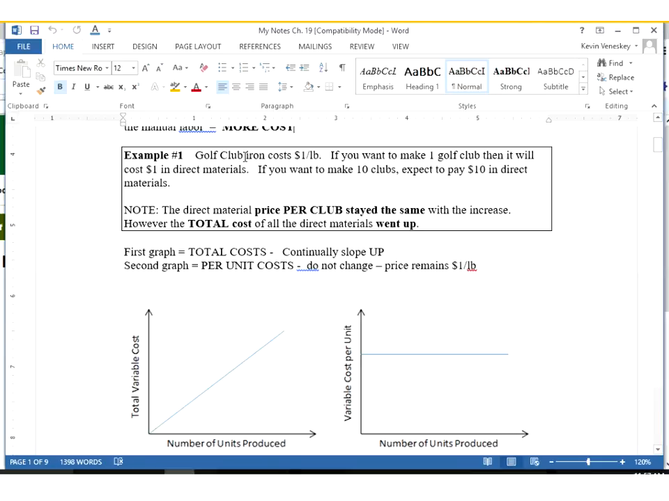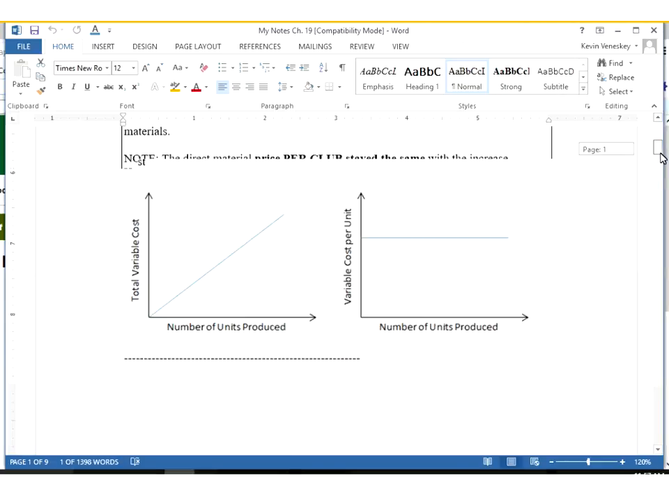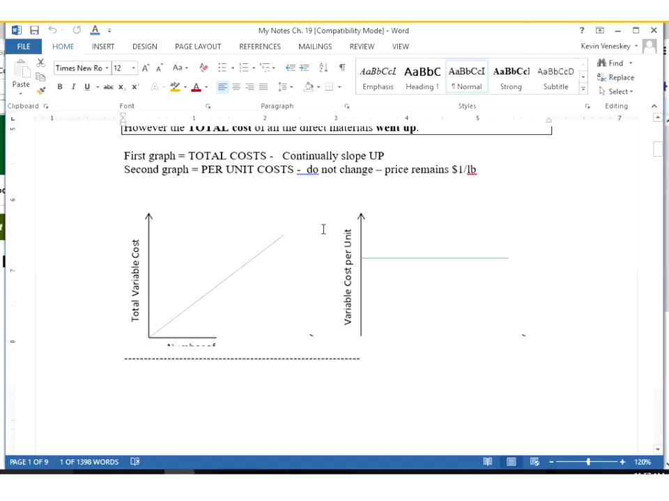And so that's what my little example here is to show. If we were in the business of making golf clubs, and the iron that goes into the golf club is $1 a pound, if I expect to make one golf club, that's going to cost me $1 in direct materials. And then you can easily see, if I expect to make 10 golf clubs, that would be $10 in materials. So the total cost went up, but the price per iron didn't change. That's considered a variable cost.